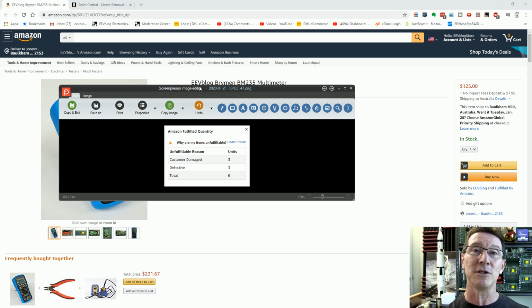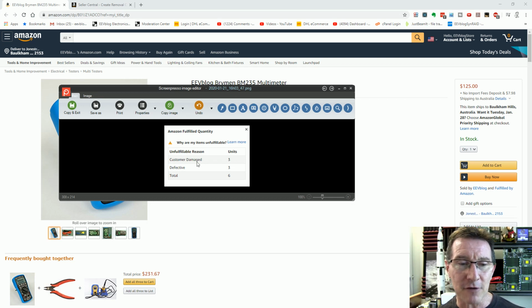But if they're not worthy to be resold... I think I tweeted this last month, that Amazon were actually reselling a refurbished, I don't know if it's a BM235 or a 121 GW. They were reselling a refurbished one. The seller is Amazon Warehouse, it's not a third party person. I believe Amazon Warehouse have decided to start reselling them.